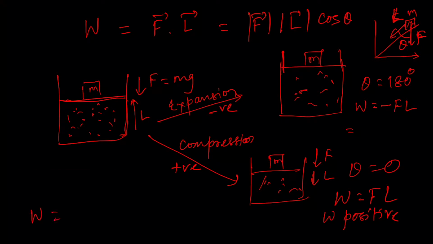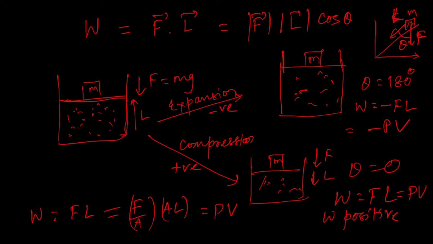Now, since we are writing work as F into L, I am just dividing and multiplying with A, so F by A into A L. F by A we know to be pressure, surface area into length, A L, will be the volume. So, you see work done for gas systems is basically P V, but in case of expansion it will be minus P V, and in case of compression it is plus P V. And that is a very important point that is often confusing in thermodynamics classes, when one takes the work to be positive and when the work is to be negative.